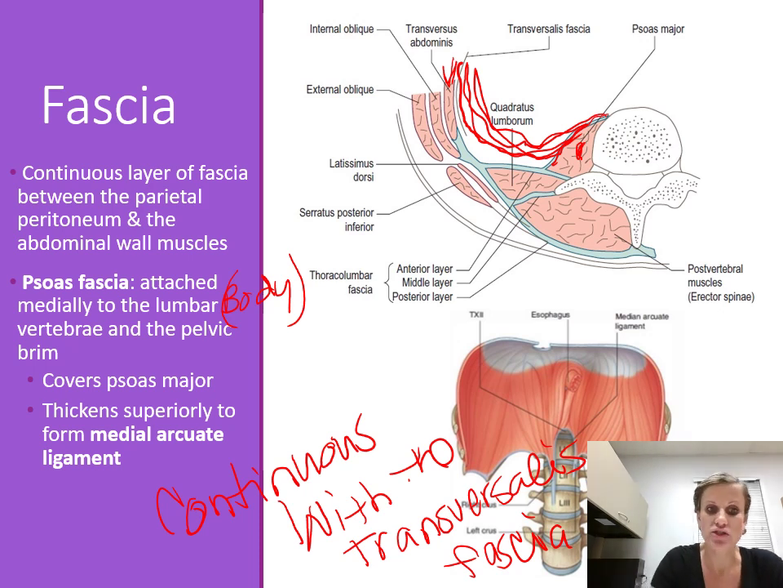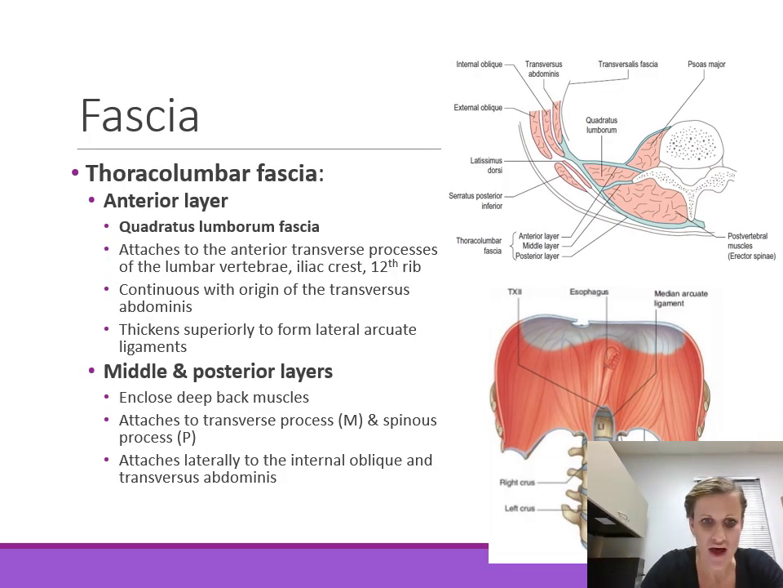Superiorly, the psoas fascia thickens to form the medial arcuate ligament. Let me erase so that you can see it over here. Sorry, I changed slides too quickly, but let me get my pen. And we were talking about the medial arcuate ligament. And I told you guys that the psoas fascia superiorly thickens and it forms the medial arcuate ligament. I'll show you on this picture here, this, and then on this side, this, that's the medial arcuate ligament, right? And that's formed from the psoas fascia.